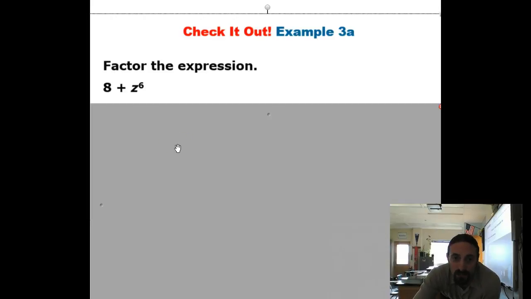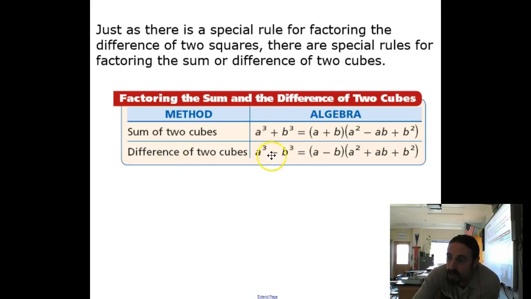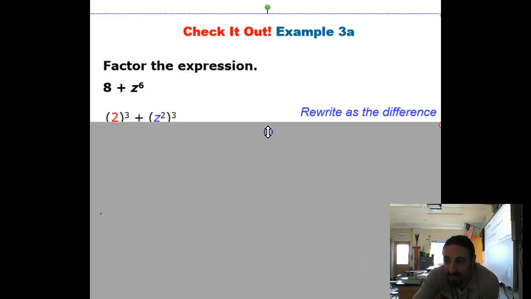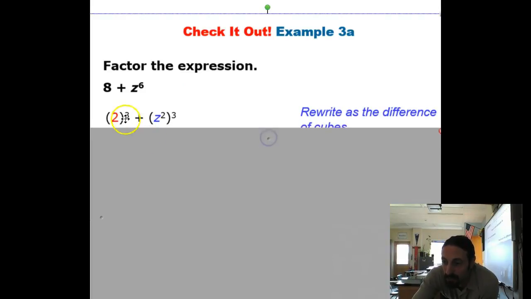Okay, so let's practice a problem like this. It says factor this expression, 8 plus z to the 6th. You're thinking to yourself, how is that a cube? Well, just go back to your rules for a second. This is 1 cube plus another cube. So once you recognize that, actually this isn't so bad. You recognize it as 2 cubed and z squared cubed.